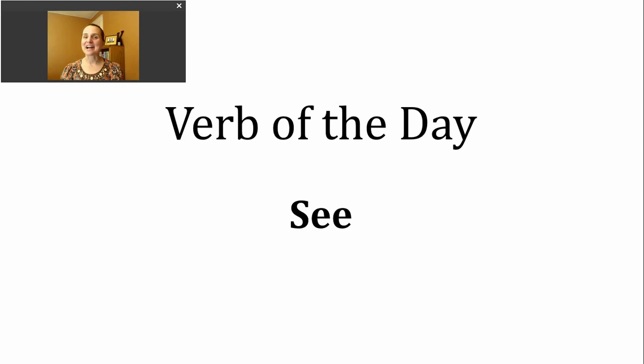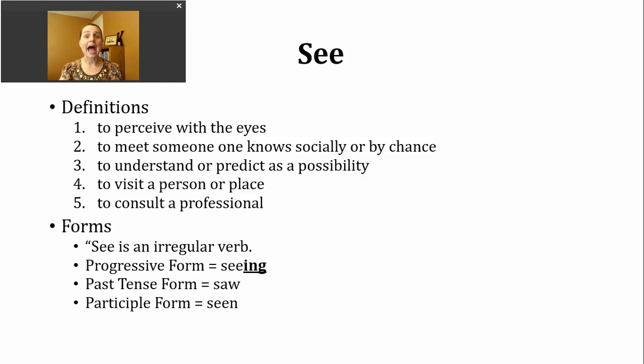Hi, it's time for another verb of the day. Today's verb is "see." Let's take a look at some of the definitions for this verb.